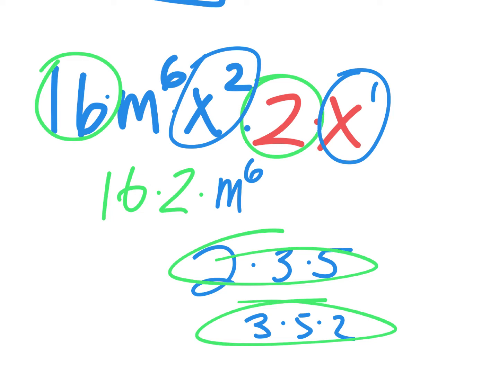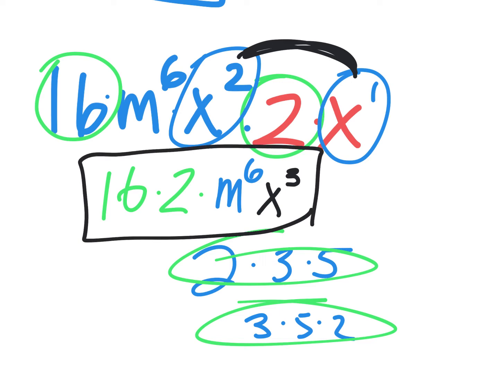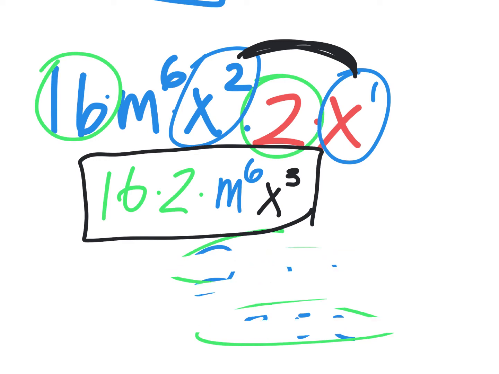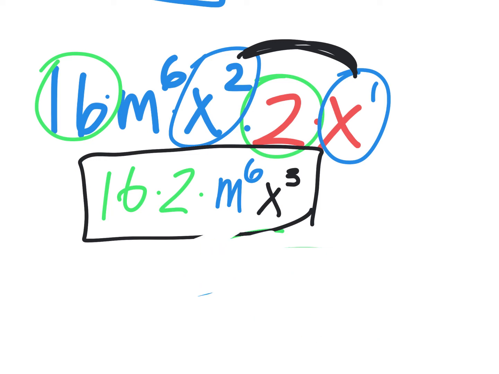And that means I can put those x's together because they're like terms, aren't they? And make it x to the what? Add them. Third. And why would I get it marked wrong if I wrote it like this? Because 16 times 2 should have been simplified. So final answer would have been 32 m to the 6th x to the 3rd. All right, so I think the part that would have gotten some of you is that last part where you can put the 16 and the 2 together. Yeah, you can. 32 m to the 6th, x to the 3rd.